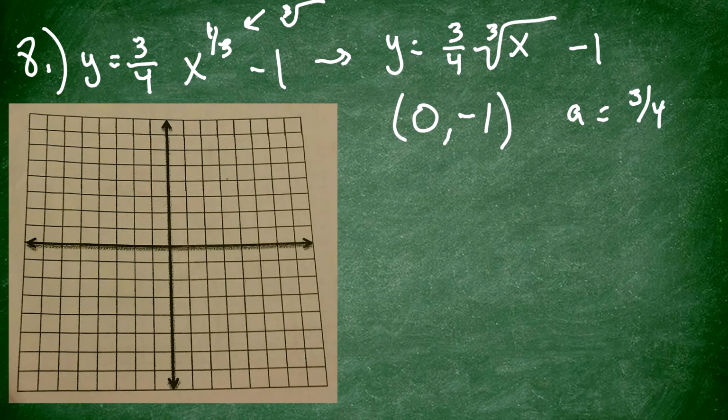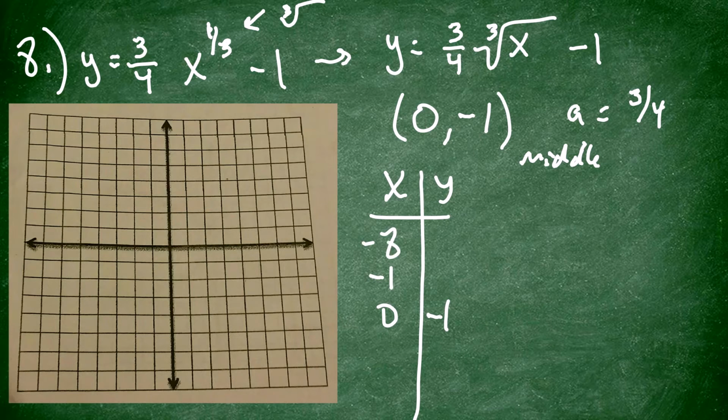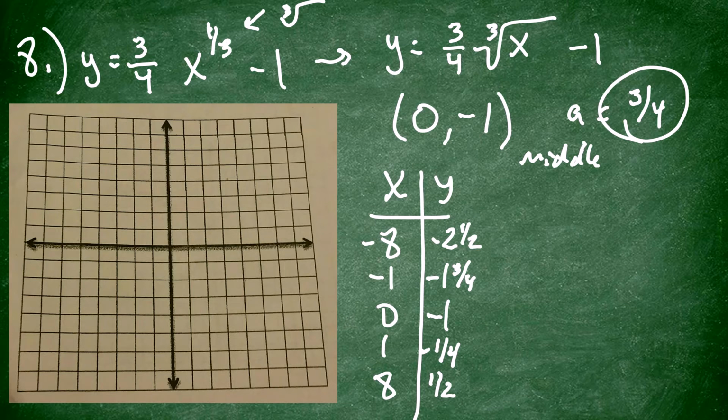Now once again, because it's a cube root, it's a middle point. So I make my xy chart. I put 0, negative 1. Now I got negative 1, negative 8 for my x's, positive 1, positive 8, because I did h minus 1, h minus 8, h plus 1, h plus 8. Now, I'm going to use my a trick to get the rest of them. So negative 1 plus 3/4 is negative 1/4. Negative 1/4 plus 3/4 is positive 1/2. Now when I go backwards, I get negative 1 and negative 1 3/4. And then I get negative 8 and negative 2.5. That's just using the a trick.